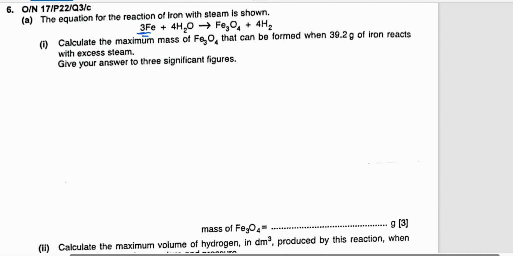So calculate the mass of the Fe3O4 that can be formed when 39.2 gram of iron reacts with the excess of steam. Steam is in excess. So what is iron? Iron is limiting. So remember, the reactant which is in limiting amount is used for finding or calculating the mass or the volume of the product formed. Okay. So we have been given the iron.